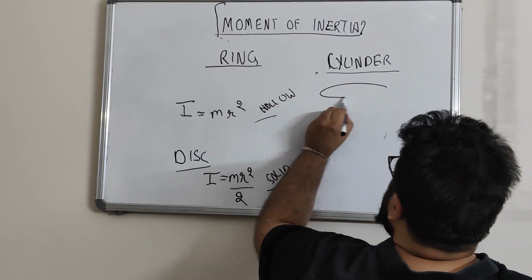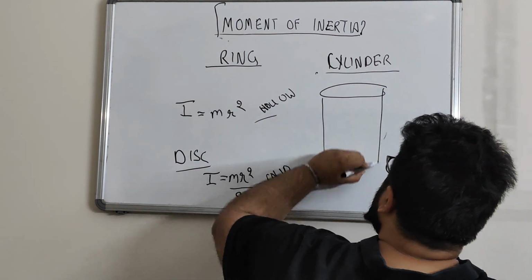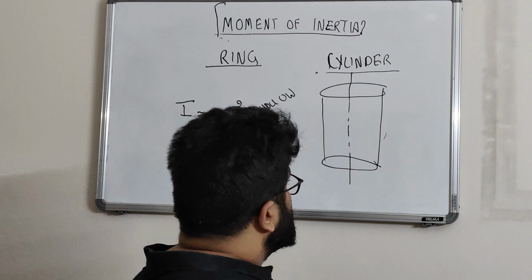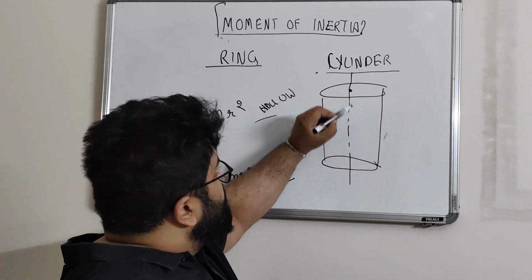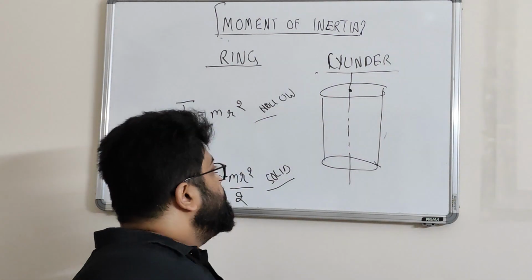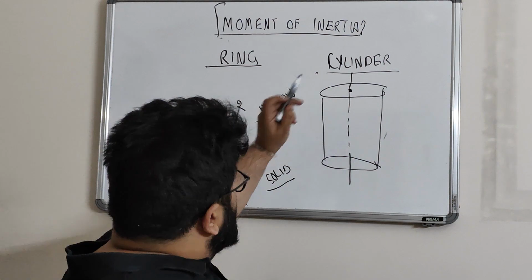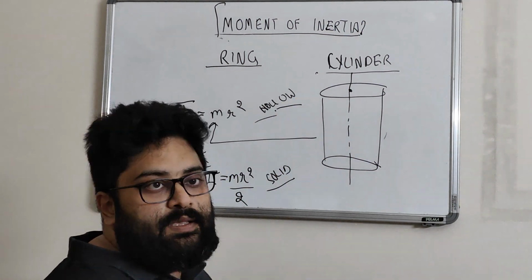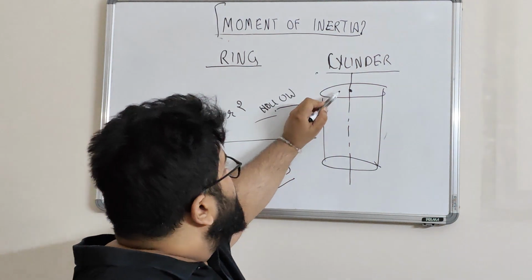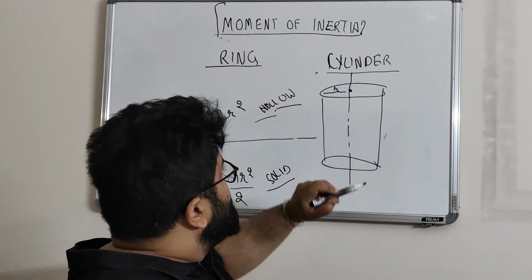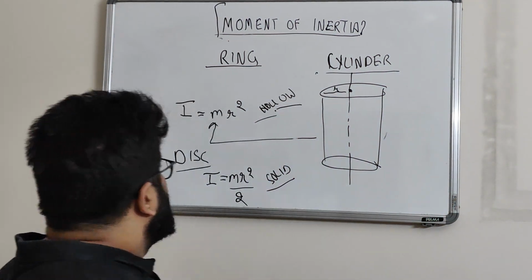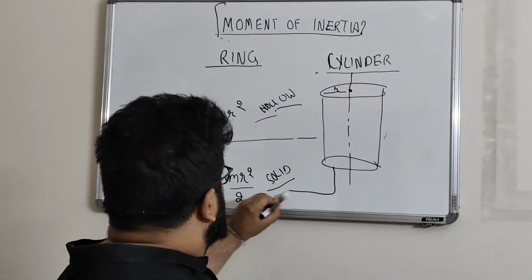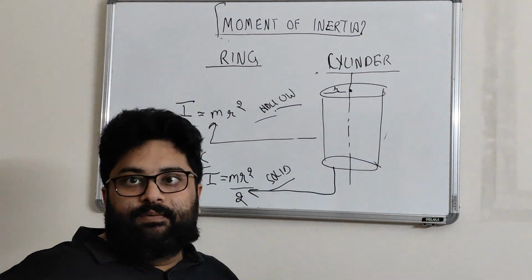So imagine this cylinder is standing upright, and the axis of rotation is passing through the center of the upper surface area of the cylinder, right? If the cylinder is hollow, the moment of inertia is mr squared. What's r here? The radius of the upper surface area or the lower surface area. Similarly, if the cylinder is solid, it becomes mr squared by 2, right?